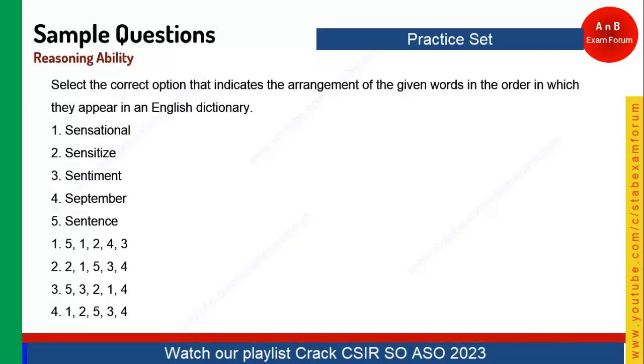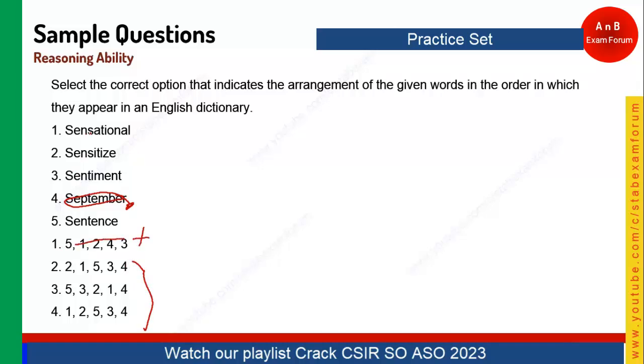Yes, time's up. You have to arrange these words in order as they appear in the English dictionary. So you should know the alphabet only, A, B, C, D, and how to order them. So we know all start with S. Okay, all start with E. Then N, N, N, N, OP. So this should come at last. So option 4 should come at last, so this is straight away eliminated.